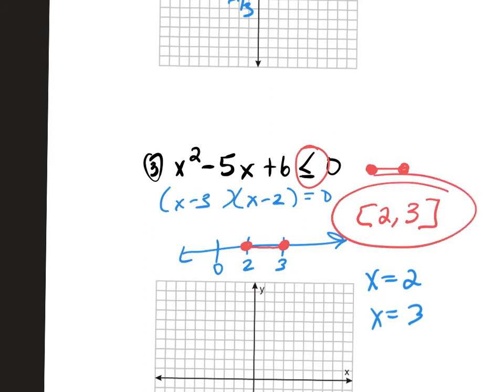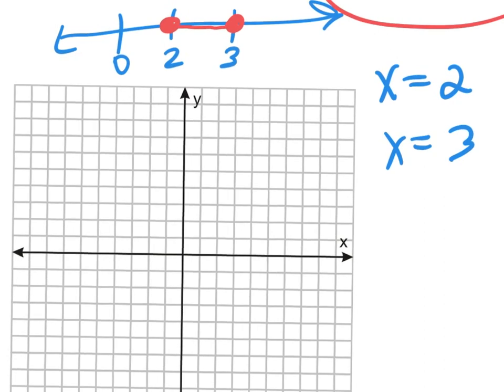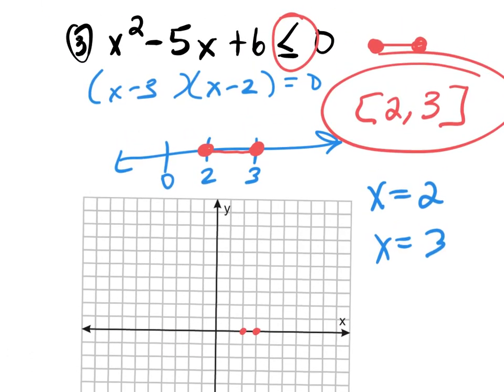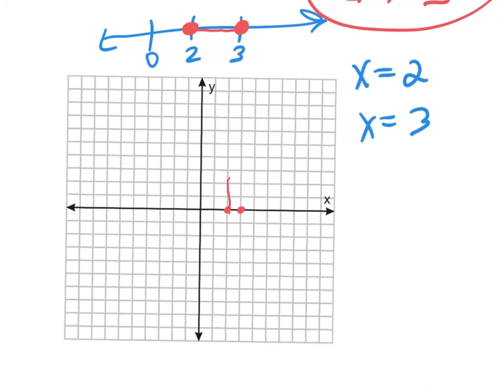Algebraically, you just told me what my domain is, what my values are that I can use. Now, graphically, you're going to plot your intercepts where it crosses the x-axis. This is going to be a skinny one at 2 and 3. Is it a positive parabola or a negative one? Positive. So just make your U like this.